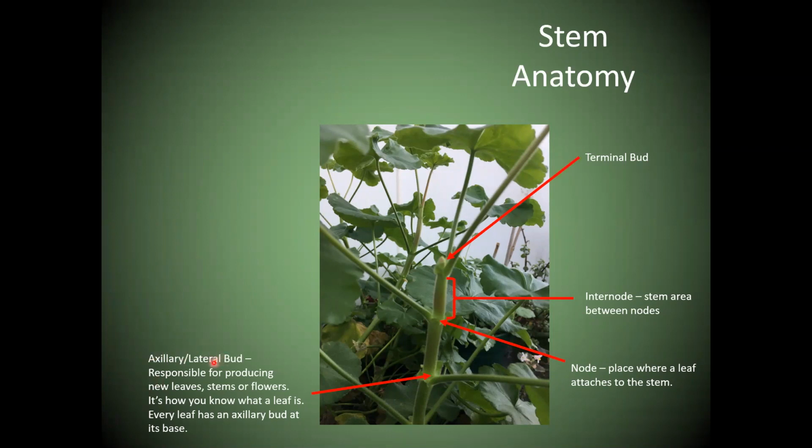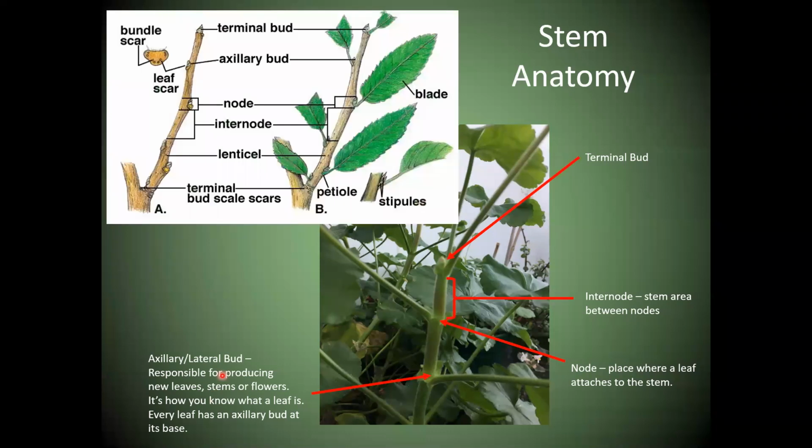Now, those lateral buds are responsible for producing new leaves, or producing branches from the main stem, or producing flowers. So an axillary bud can produce A, a new leaf, B, a branch off the main stem, or a flower. Okay. And how trees grow laterally, right? How they expand, how they grow fatter, literally speaking, is by growth of the lateral buds. How trees grow taller is by the growth of the terminal buds. Now, that's basically what I want you to know in terms of stem anatomy.